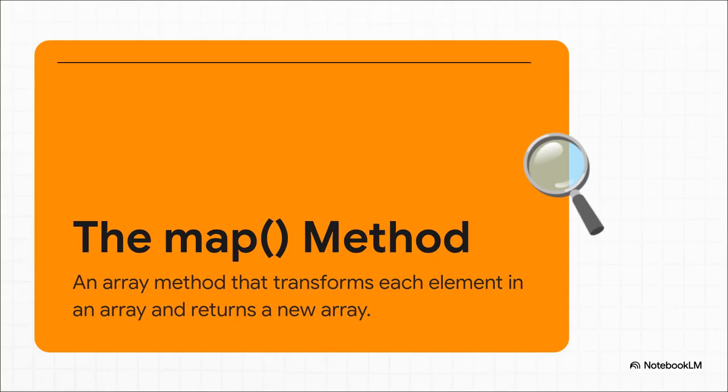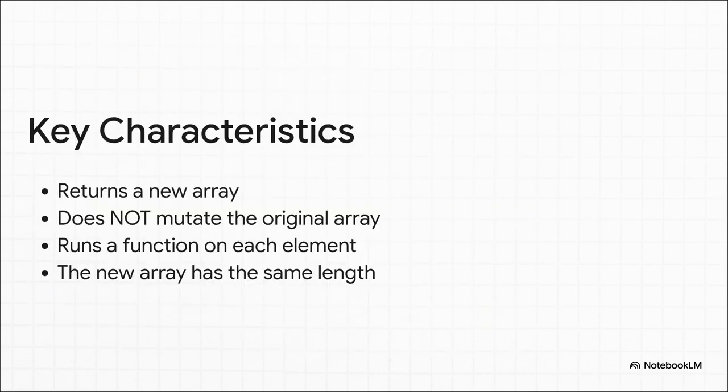So what is it really? Simply put, map is a method you can call on any array. You give it a little set of instructions, which is just a function, and it goes through and applies those instructions to every single element in your array. Then, and this is the important part, it gathers up all the results and gives you back a brand new array.